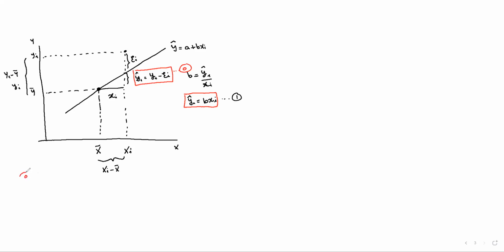So let's start using 0. I will reorganize this one. Yi equals Yi hat plus my error. Okay. And what I will do is I will simply sum and square each of the elements. So this is going to be sum of Yi squared equals sum of Yi hat plus Ei squared. So I'm doing both sides of the equation, so nothing changes here. Sorry, it's not plus, equal.